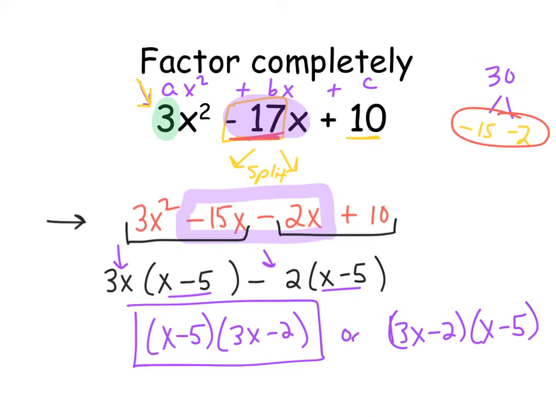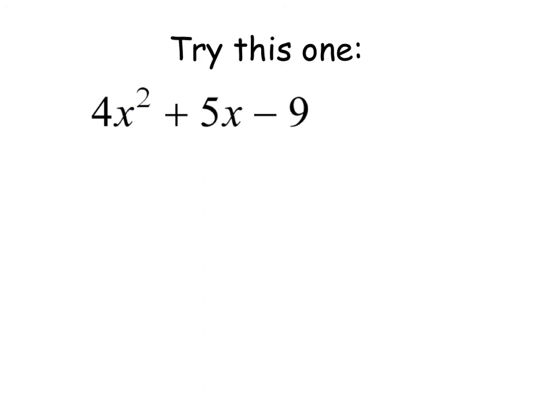Okay, so let's try one more. All right, let's give this one a shot here. So 4x squared plus 5x plus 9. Okay, so what I'm going to look for first is, since there's a 4 there, I'm going to multiply 4 times the negative 9. That is going to get me negative 36. Okay, I'm going to split up negative 36 into factors that add up to positive 5.